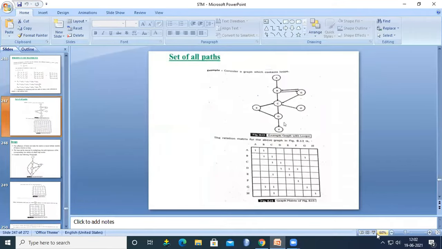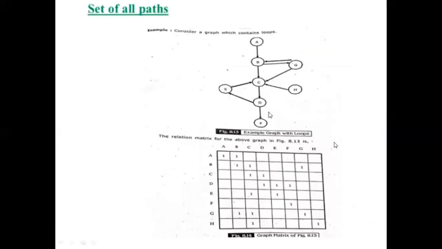In the previous class we discussed graph matrices and applications. In today's class we are going to discuss the set of all paths. What is the objective of matrix operations here? The matrix operations are used to obtain the set of all paths between all nodes, or equivalently a property.